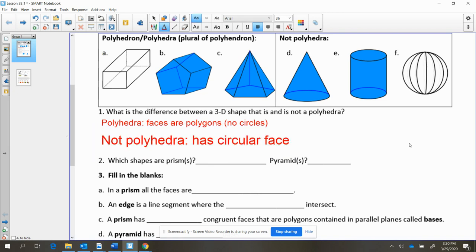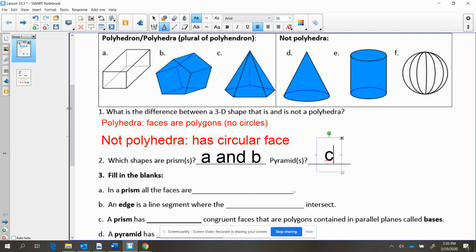Now, out of our examples up above, A, B, C, D, E, and F, which one would we consider prisms? Well, our prisms are going to be ones like example A and example B. Those are going to be examples of our prisms, while our pyramid is going to be something like example C.